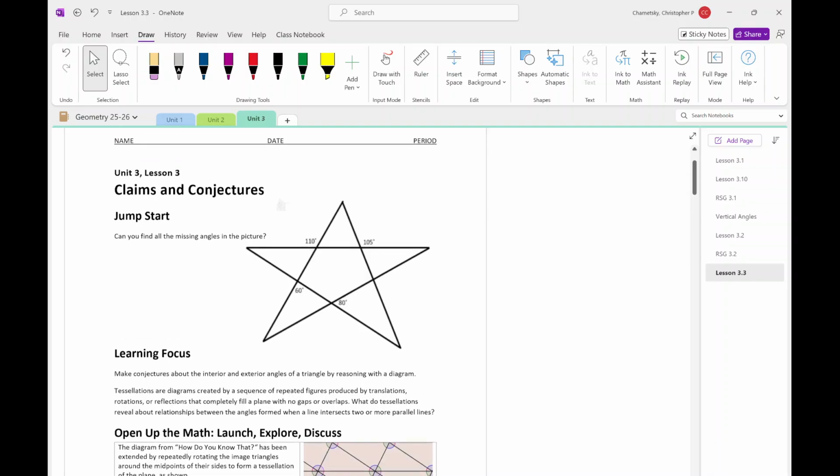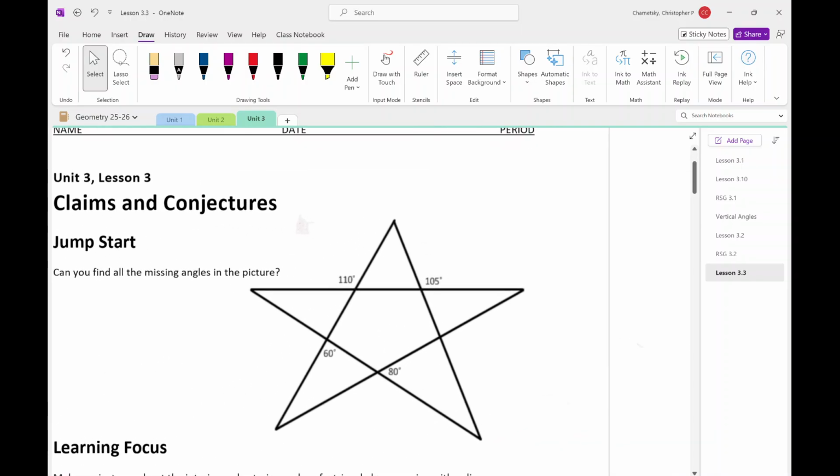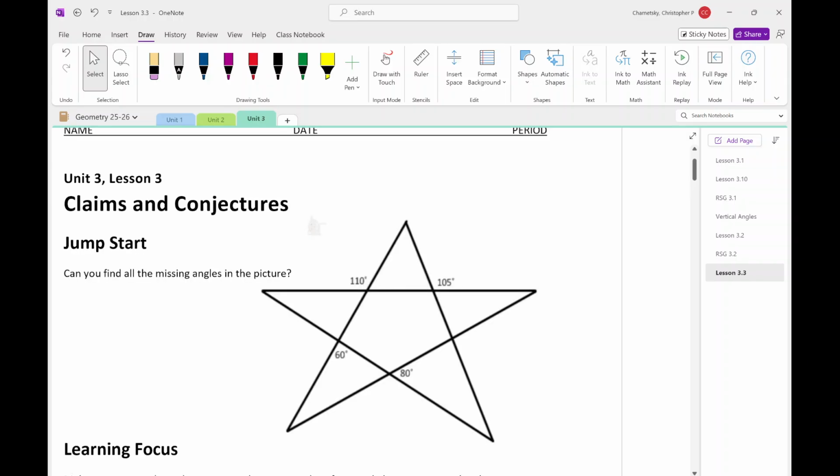Let's take a look at this jump start. We have this star pattern here, and the directions are: can you find all the missing angles? One thing we can certainly do is use any of the vertical angles. We have 110 degrees here, so that also has to be 110 degrees on the other side. Same here, this has to be 105. Across from the 80, that has to be 80 degrees. Across from that 60, that has to be 60 degrees. So that's one thing we could do for any of our vertical angles.